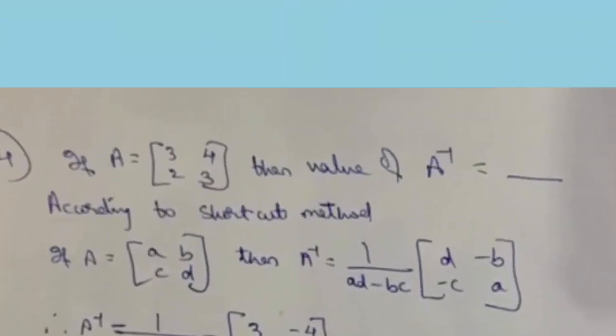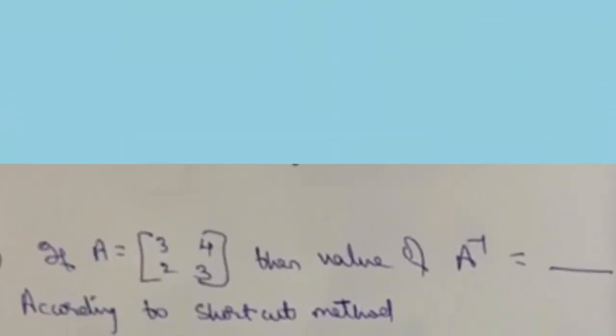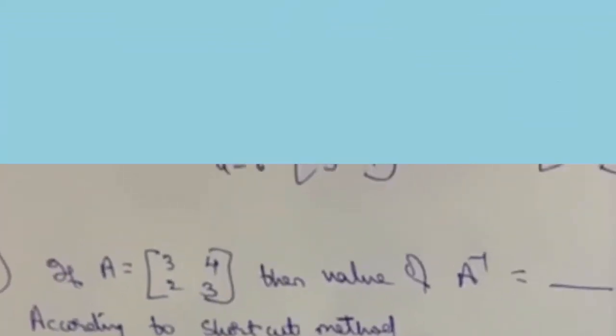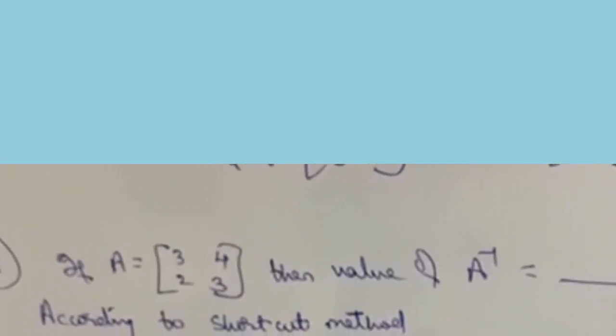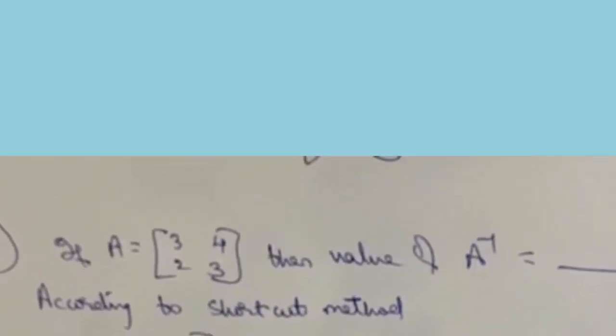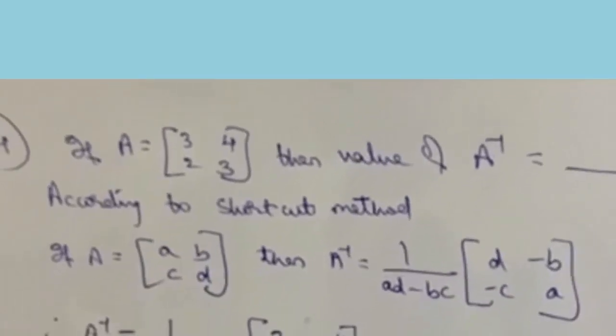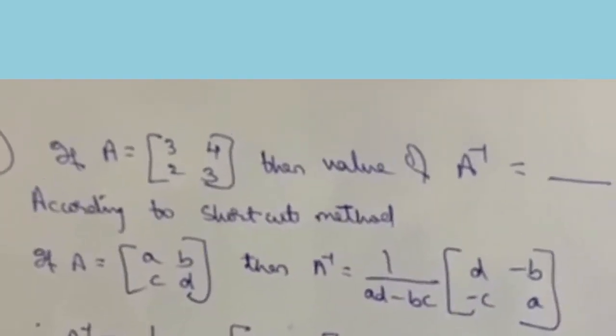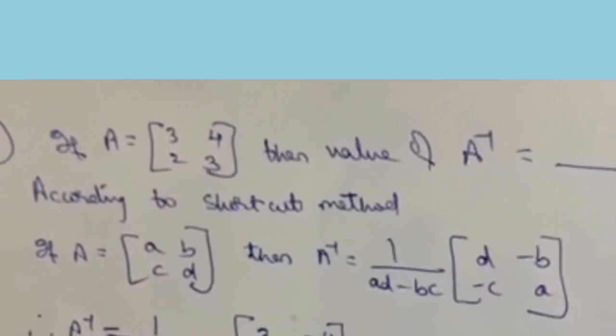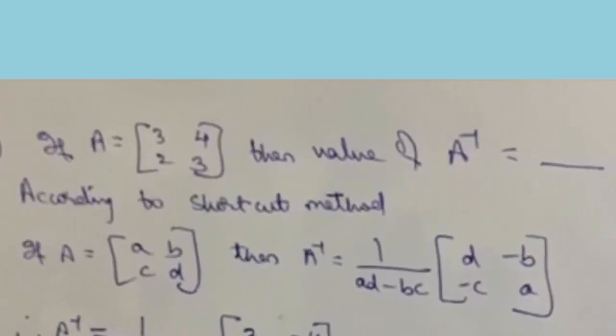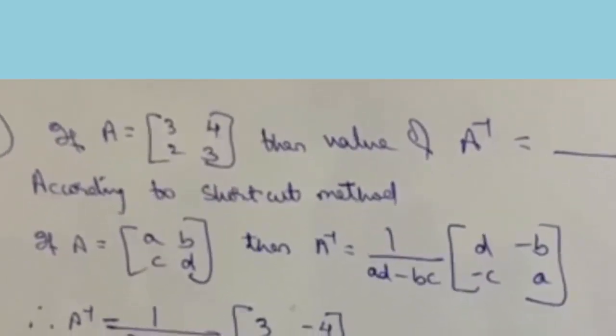Question number 24. If A is a matrix of order 2 by 2 and the elements are 3, 4, 2, 3, then the value of A inverse is. According to the shortcut method, if A is a matrix of order 2 by 2 and the elements are A, B, C, D, then A inverse is 1 upon AD minus BC into the matrix D, minus B, minus C, A.